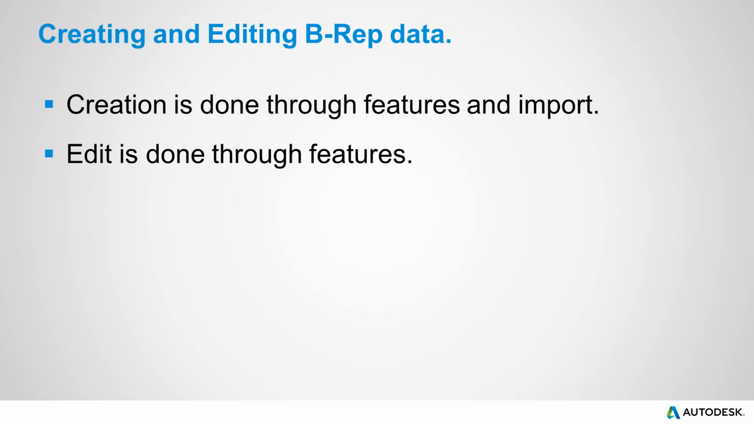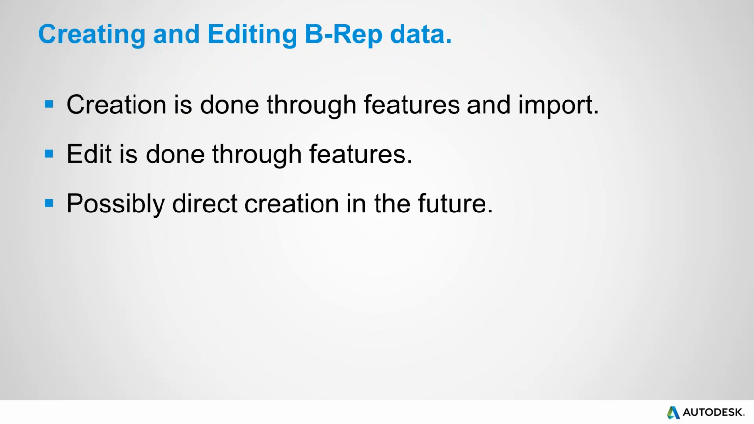And then editing is done by creating features. Possibly in the future, Inventor supports this through something called transient BREP, and you'll be able to define your own BREP structure and create it directly. But it's not commonly used, and it'll be quite a bit of work for us to do, so we'll wait and see if that becomes a demand or not.